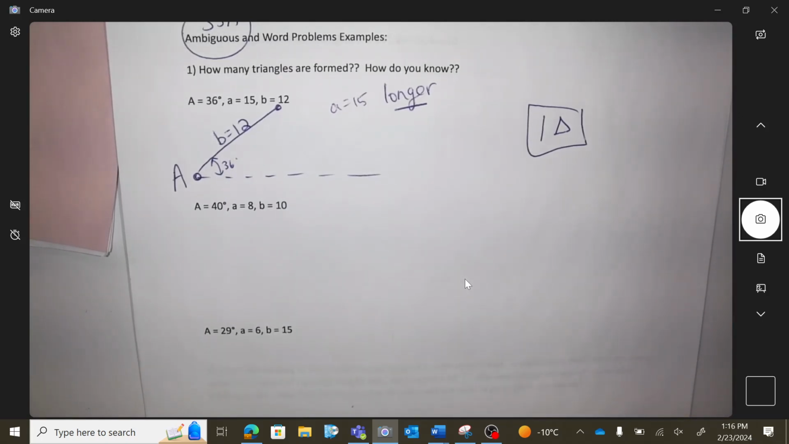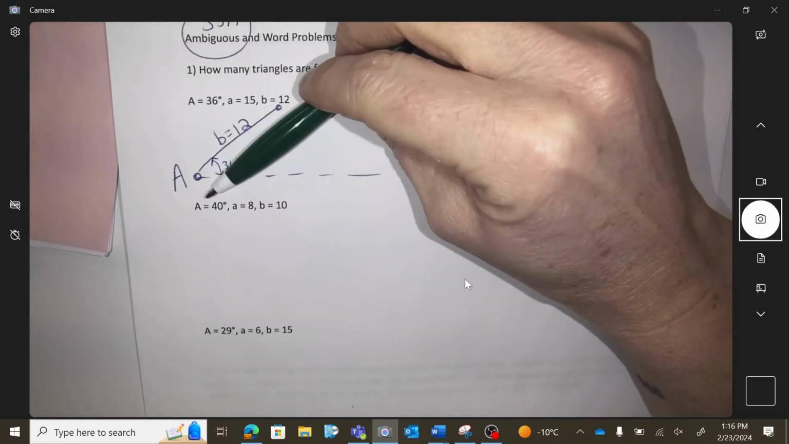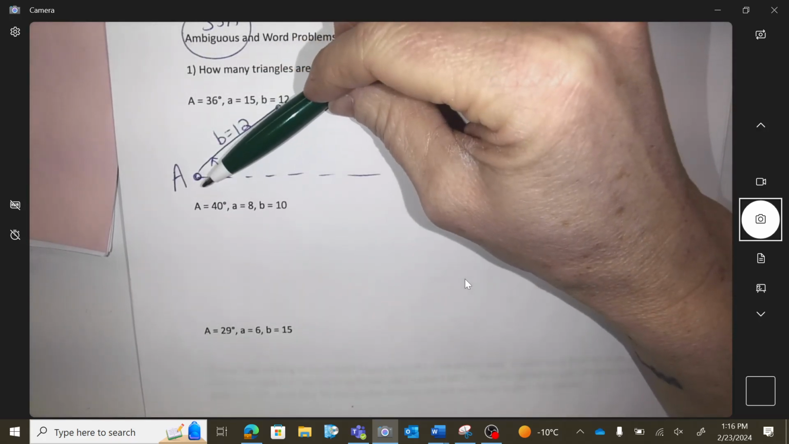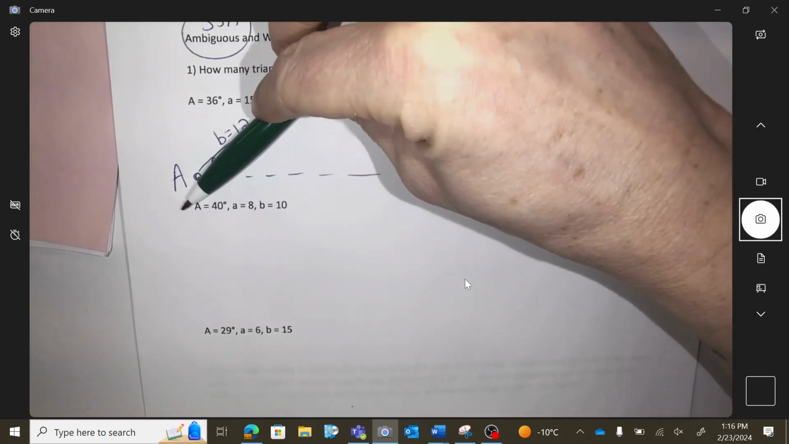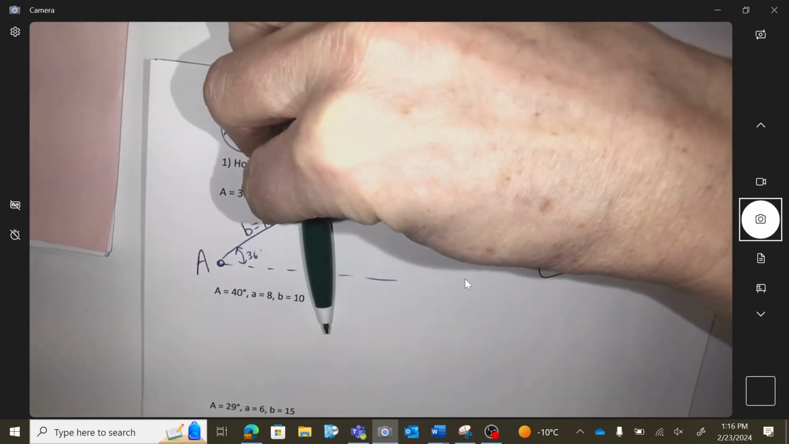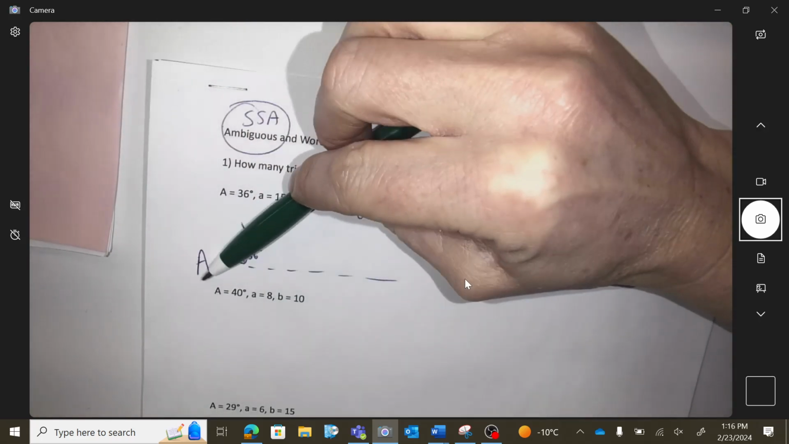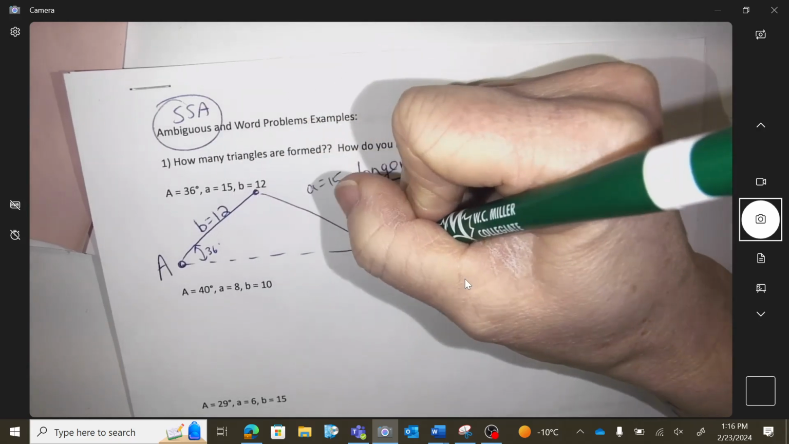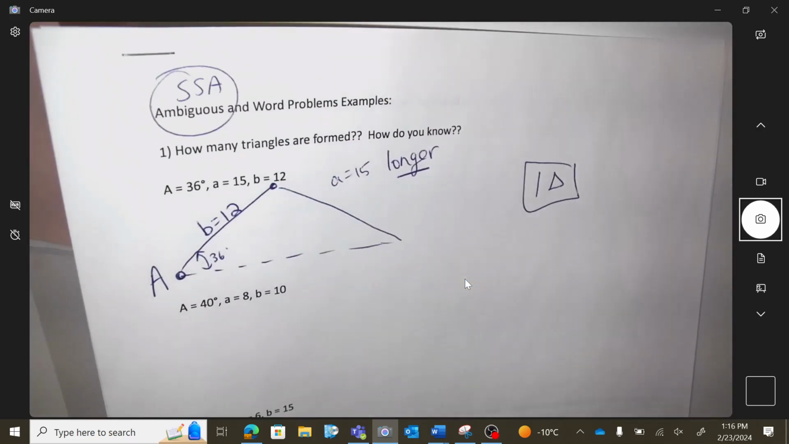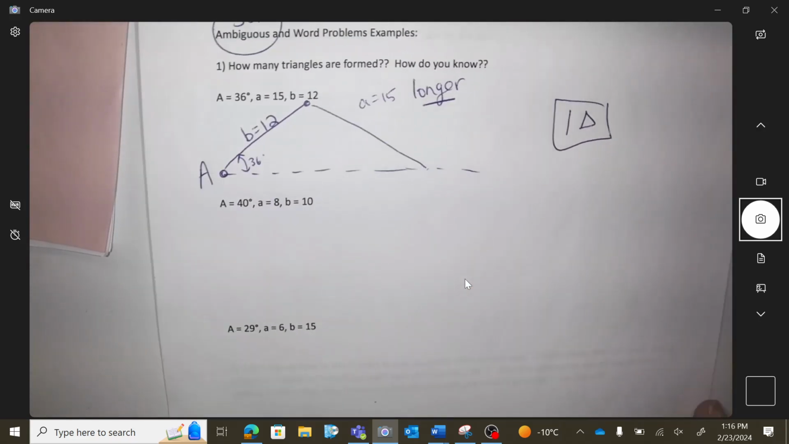If you forget, here's some visuals. Think about 12 being like that long. 15 would be a little bit longer, right? Where does 15 kind of reach? Only one spot, like way over there. That's it. Okay.